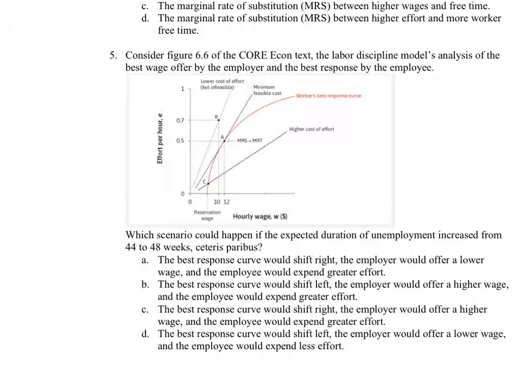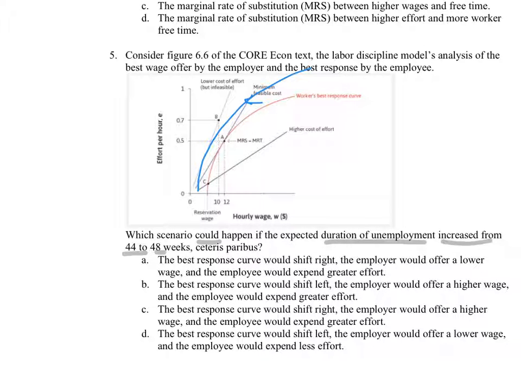Which scenario could happen if the expected duration of unemployment increased from 44 to 48 weeks, ceteris paribus, so all else equal? Well, if the expected duration of unemployment increased, then that means that's bad, right? So it becomes more important to hang on to this job. And what that means is that the best response curve is going to shift to the left. And so we're going to have something that looks like that.